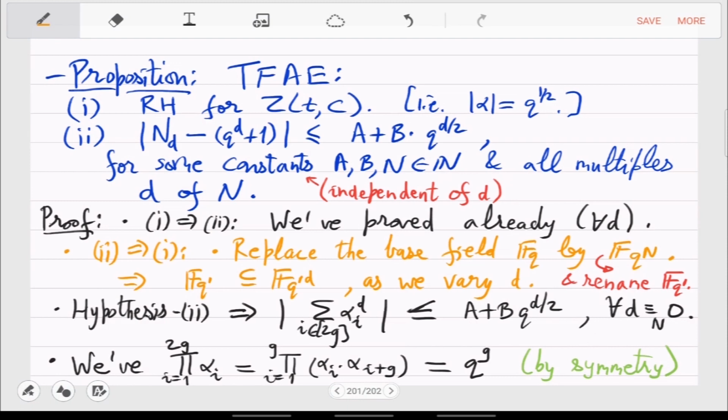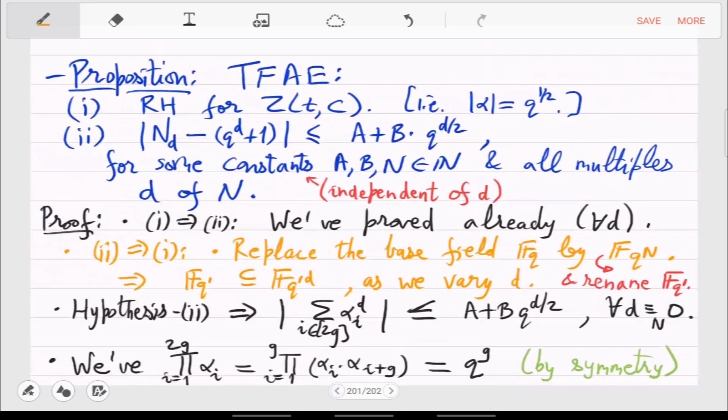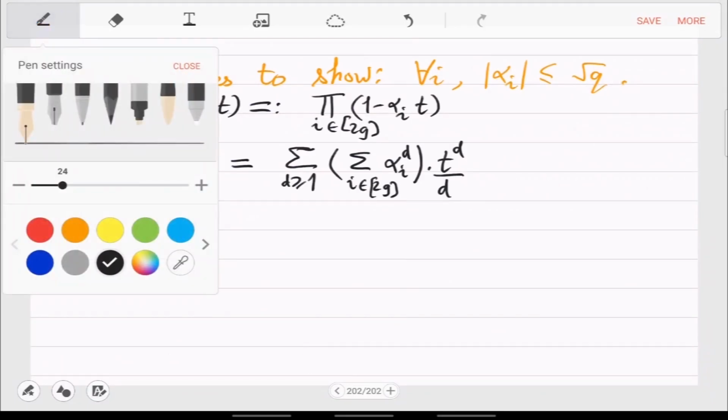And now check that hypothesis 2 indeed is giving me q raised to d by 2, right? And the product of alpha I is indeed q raised to g. Yeah, I think q prime is the correct choice. Yeah, let's see whether it will work.